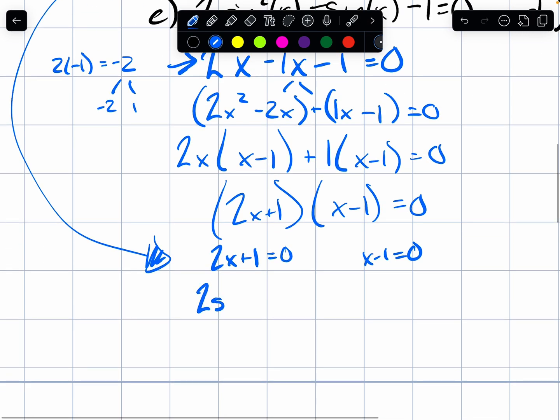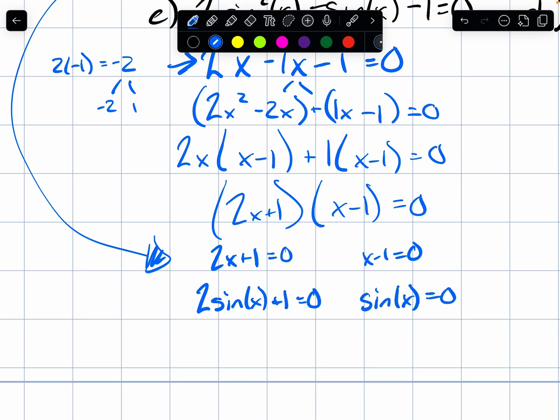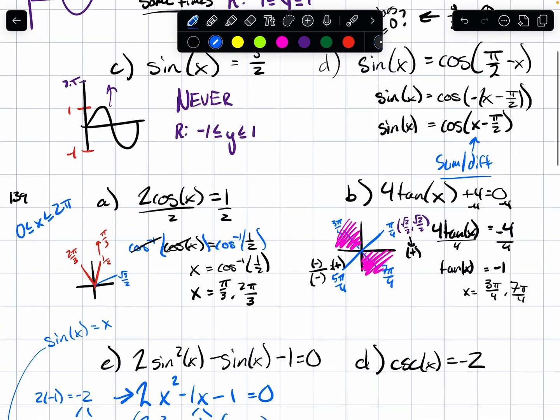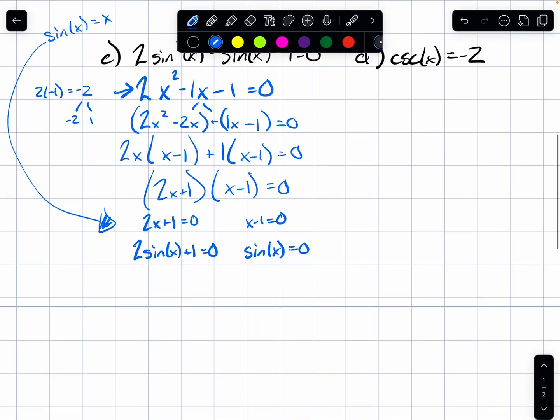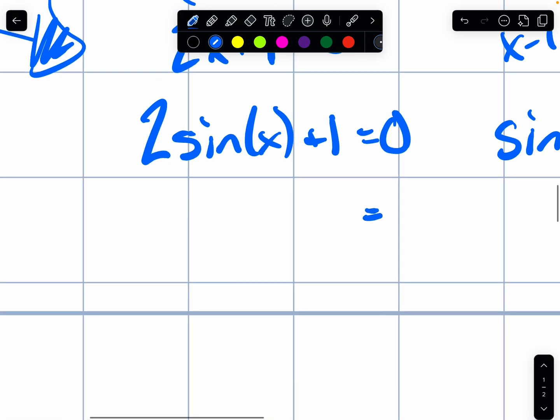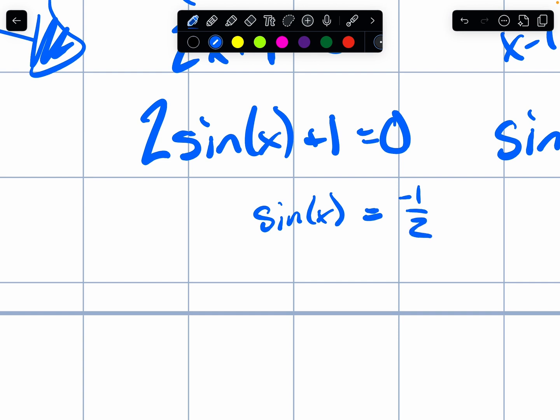And then at the end, well, I know that 2 sine of x plus 1 is equal to 0, because I'm just substituting that back in, and sine of x equals 0. So we actually already did this exact problem. No, we didn't. We did cosine. So I got sine of x is equal to negative 1/2.